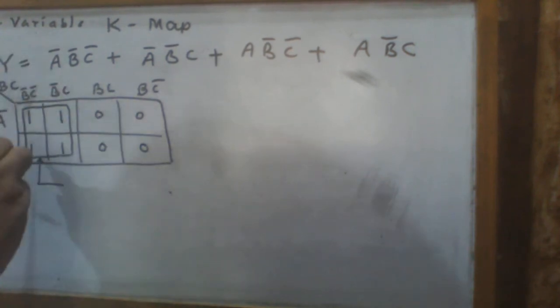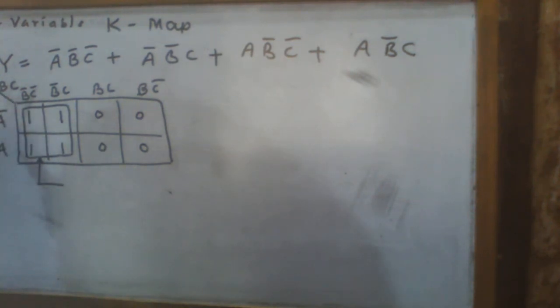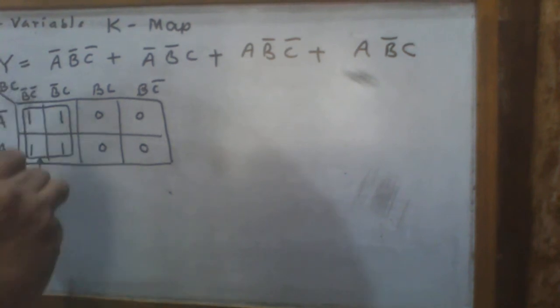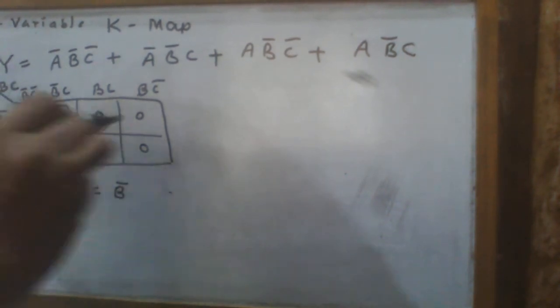Now for these 4 ones, which is the common term? Identify the common term. Here it is A bar, here it is A. Therefore, it is not common. A bar and A are different. Here it is B bar C bar, here it is B bar C. Therefore, B bar is common for all 4 ones. Therefore, I will write Y is equal to B bar.